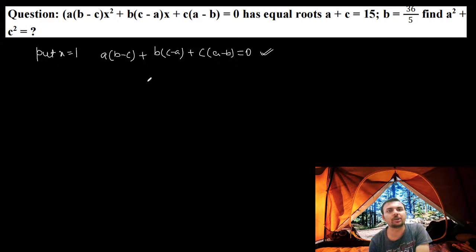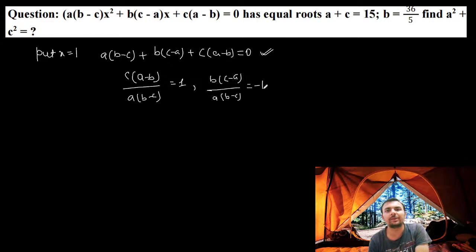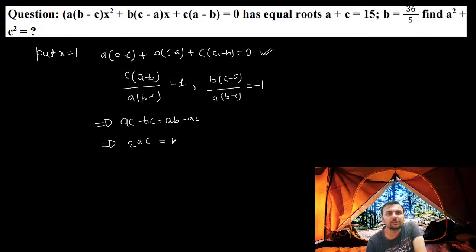Then we can say that the product of the roots is c(a minus b) upon a(b minus c) equal to 1, and the sum of the roots is b(c minus a) upon a(b minus c) equal to minus 1. Okay, so let's see it. It is ac minus bc equal to ab minus ac. So we are going to get 2ac equal to b(a plus c).